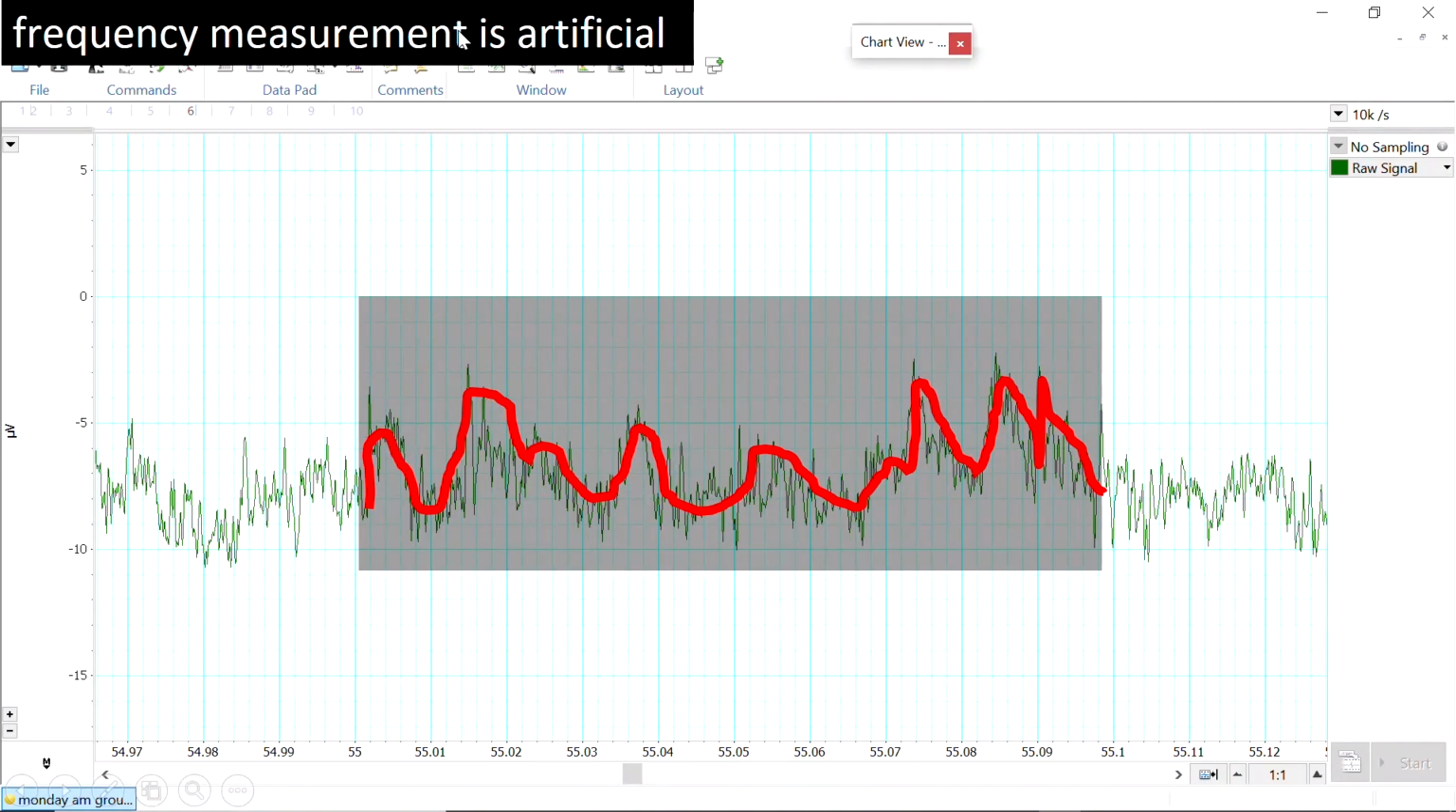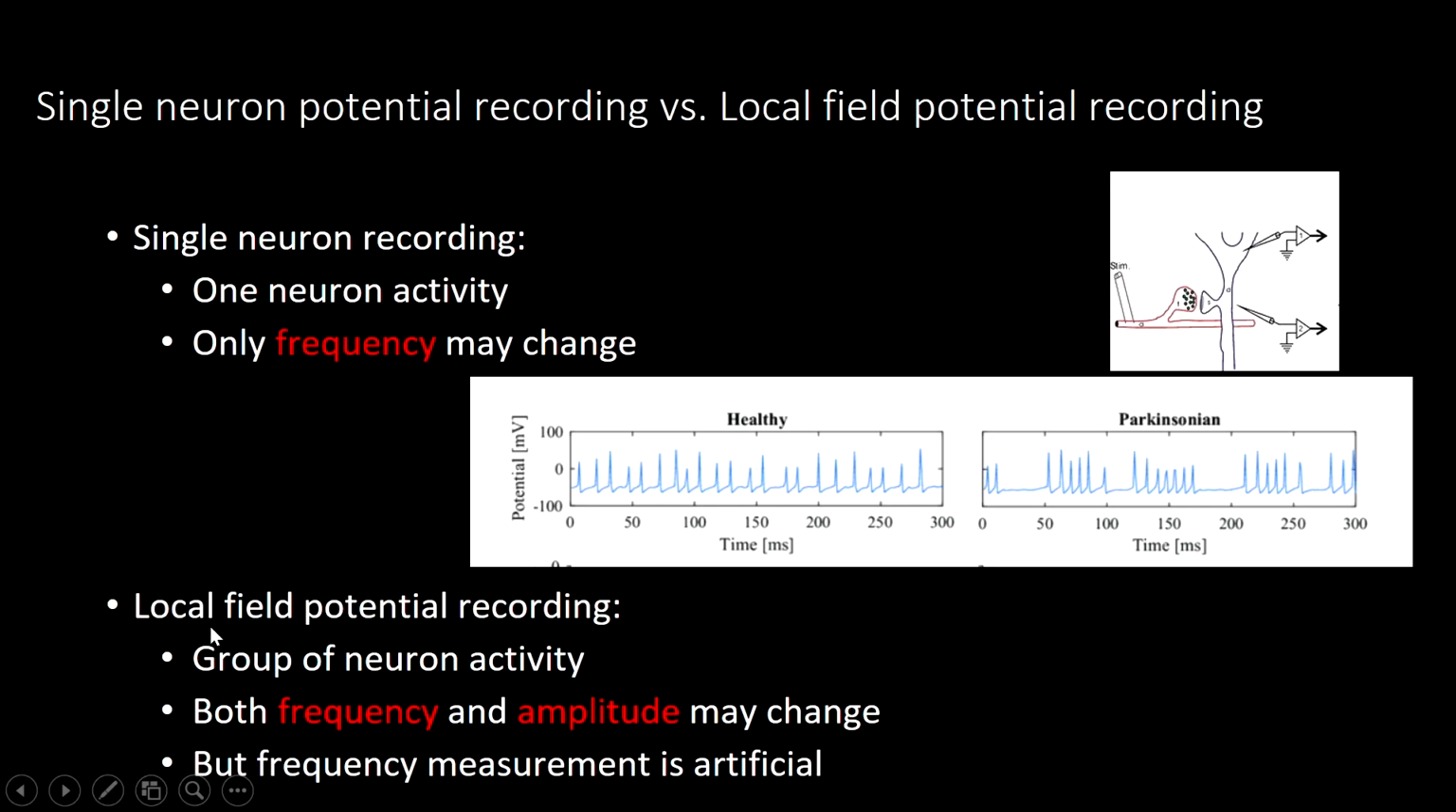So the frequency measurement is actually based on the threshold you set up for your peak. For example, the peaks here, you can say, okay, I consider them just noise. They are components of this big peak. So when they are forming this big peak, they have a little bit of noise going on. So whether you consider these peaks as a peak is artificial. That's why I say for local field potential recording, the frequency measurement is artificial.